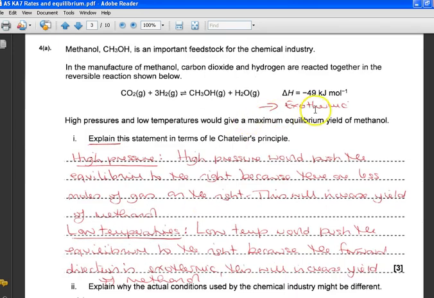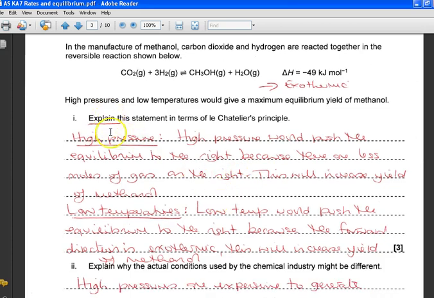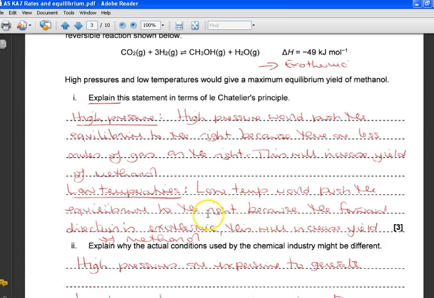Question 4. Again, this is exothermic in the forward direction. Again, you're asked to explain a statement that is given to you: high pressure and low temperature gives the maximum equilibrium yield of methanol. Explain this statement in terms of Le Chatelier's principle. So take them one by one. High pressure will push the equilibrium to the right because there are fewer moles of gas on the right, and this will increase the yield because you're being asked about the yield of methanol, so mention it. Low temperature will push the equilibrium to the right because the forward direction is exothermic, and this again will increase the yield of methanol.